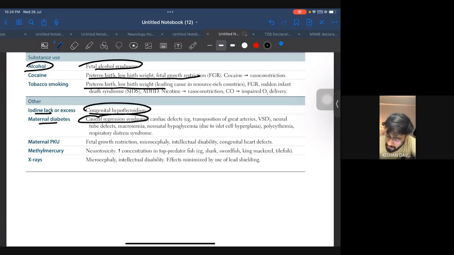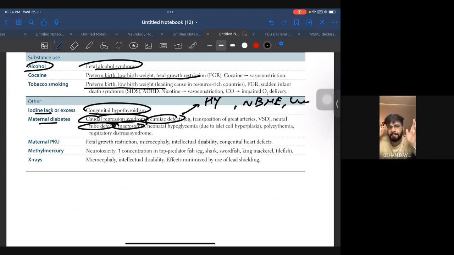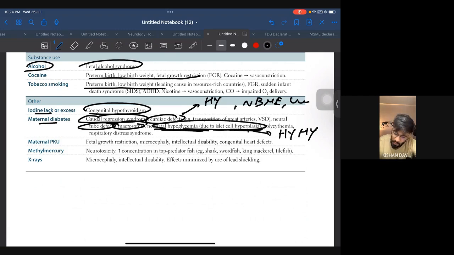Now what are the features over here? This is very high yield. NBME has asked and even UWorld has asked. Okay, so cardiac defects will be first. Then neural tube defect, macrosomia, there will be a big face. Neonatal hypoglycemia due to islet cell hyperplasia, this is very important. Okay, very important. Maternal PKU: fetal growth restriction, microcephaly, intellectual disability. That's it. That's it. Okay.